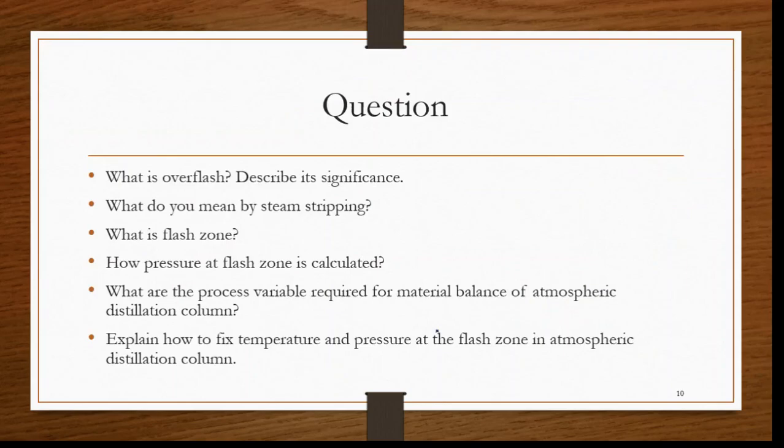After discussing these, there are a few questions that you have to think over. For example, what is overflash? Describe its significance. What do you mean by stripping? What is the flash zone? How is the pressure drop at the flash zone calculated? What are the process variables required for the material balance of an atmospheric distillation column? Explain how to fix temperature and pressure at the flash zone in an atmospheric distillation column.